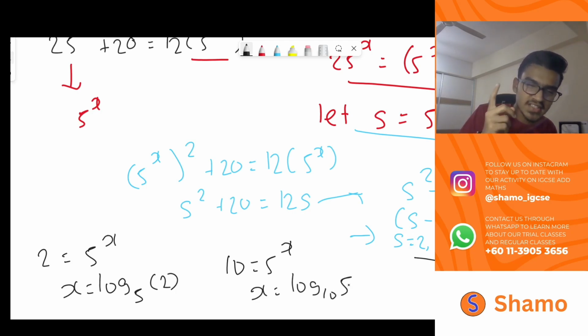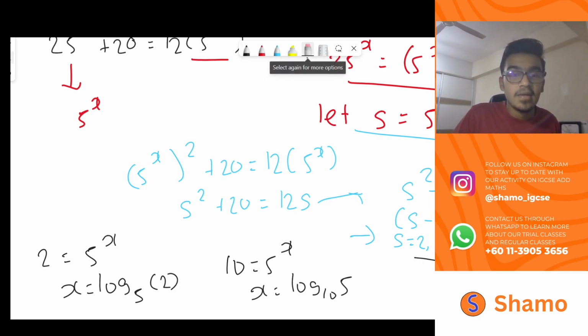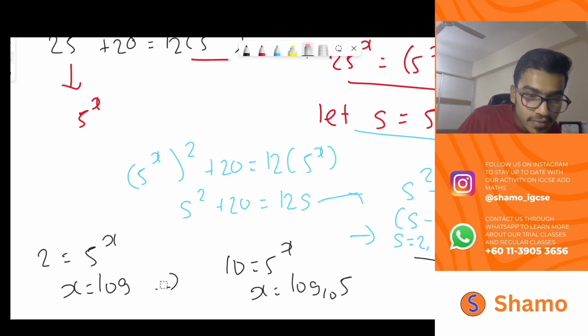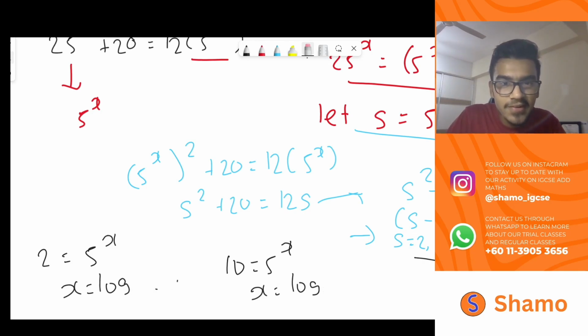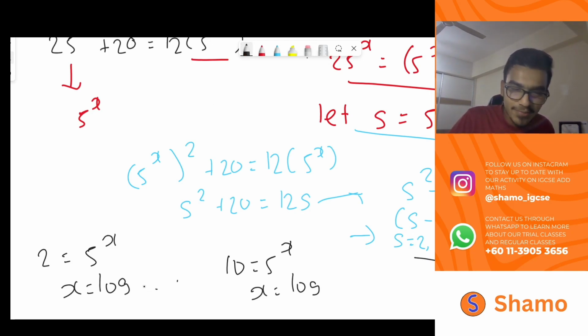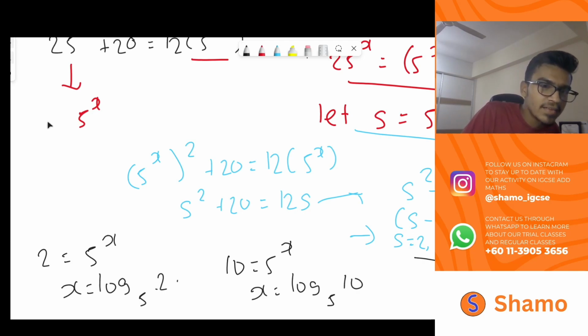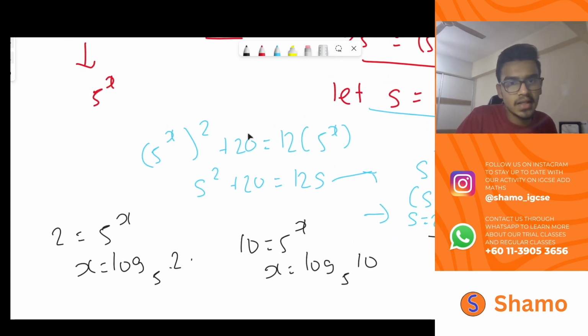Now if you agree with what I just said, slap yourself. Why? It's not log base 10 5, it's log base 5 10. If you did not notice this, just slap yourself. It's a joke, please don't slap yourself. No self-harm, I was just joking a bit. So it's log base 5 2 and log base 5 10. And then you could use a calculator to solve it, and you could give your answer in 3 significant figures.